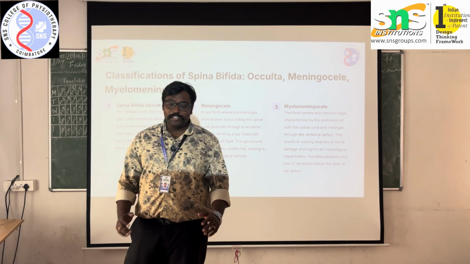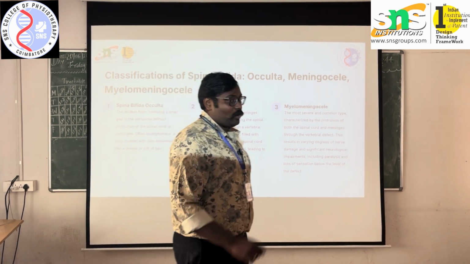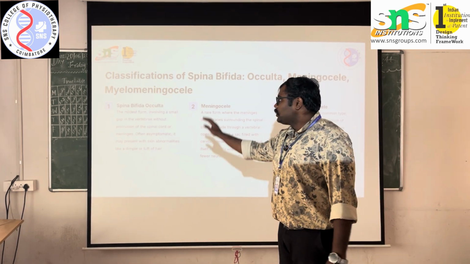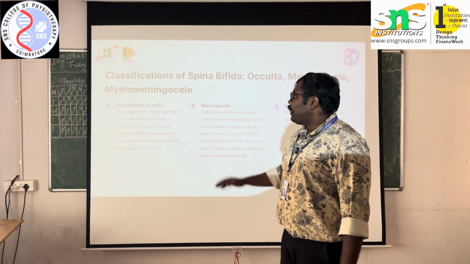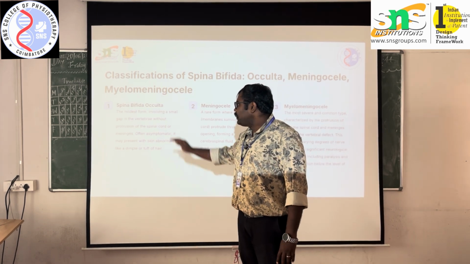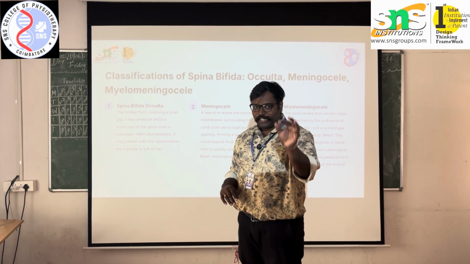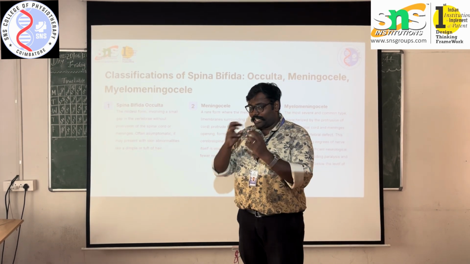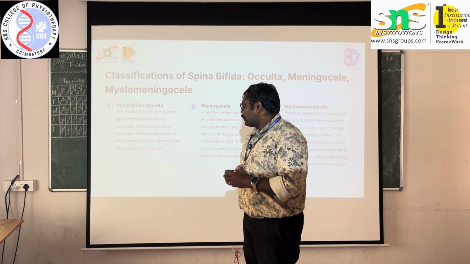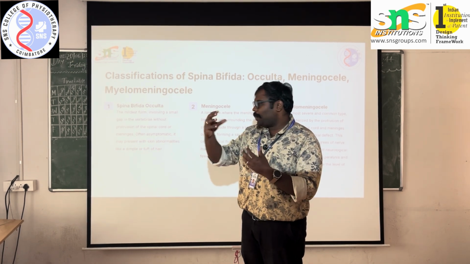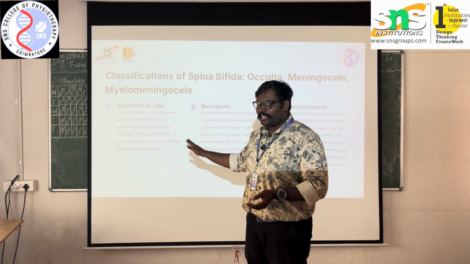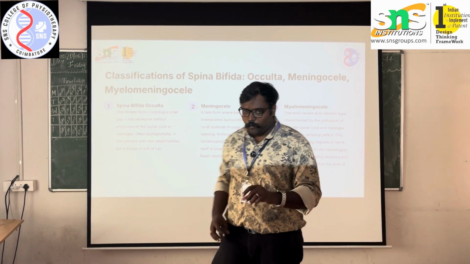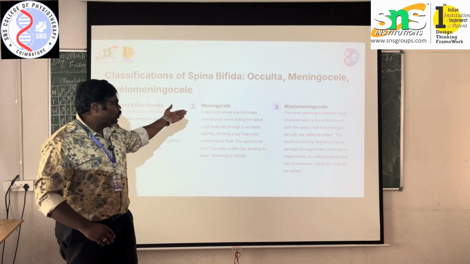Now going to the next slide, that is the classification. Already I told you about the three types of classification, and the first is spina bifida occulta. What is it? It is a small gap in the vertebra, the last part, a small gap without protrusion. The spinal cord and the meninges do not come out. This area will be covered with a tuft or bunch of hair. Now the second one is meningocele.